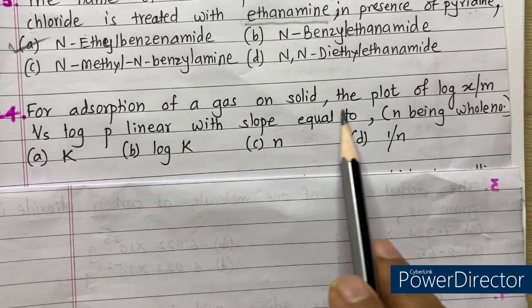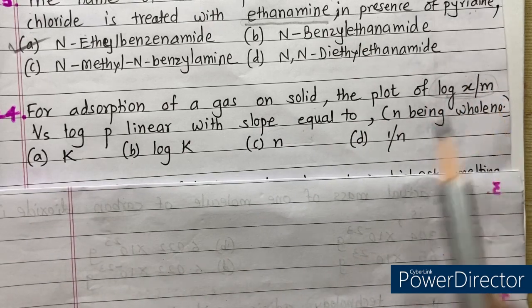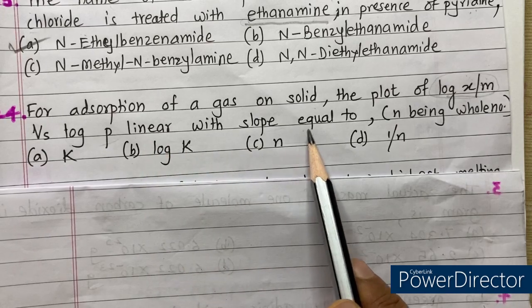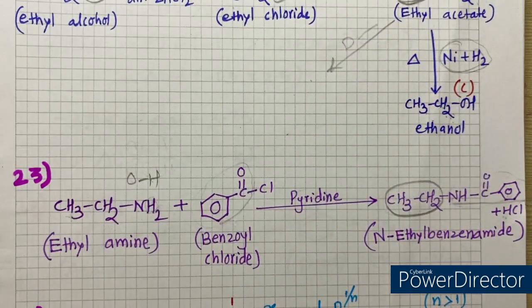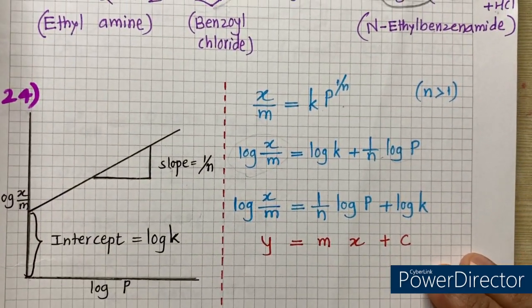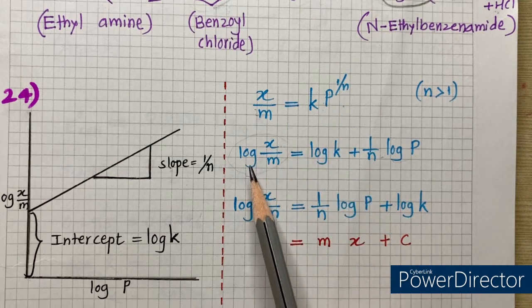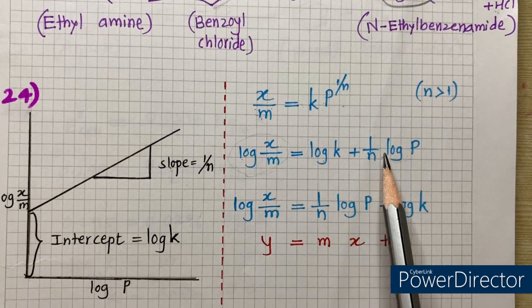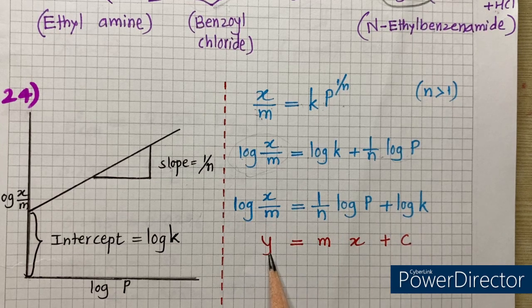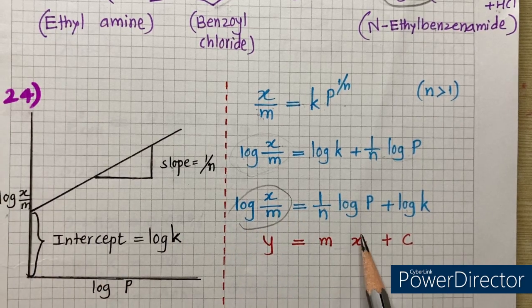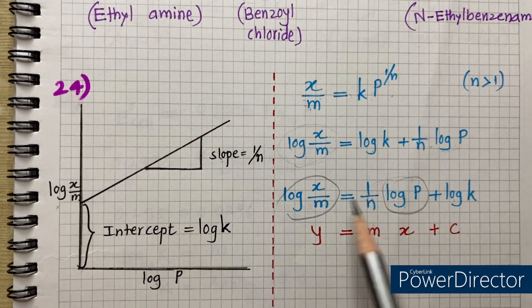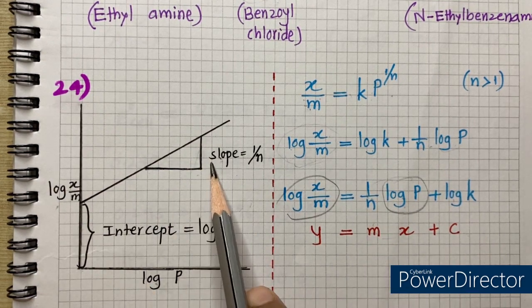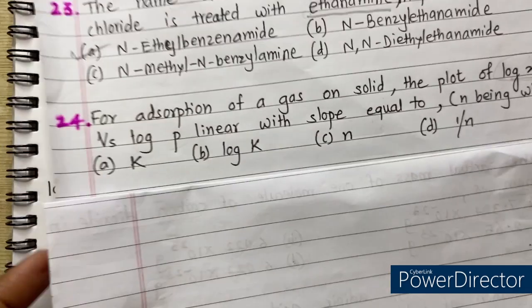Next question here. For adsorption of a gas on a solid, the plot of log of x by m versus log P is linear with the slope equal to, that is, we want to determine the slope. Now, we know this equation. We require the log of x upon m, that is here, log, then log here. Now, rearrange this equation. This equation is in the form of y is equal to mx plus c. This is on the y-axis, this is on the x-axis, this is the slope, this is the intercept. Slope is equal to 1 upon n, that is 1 upon n.